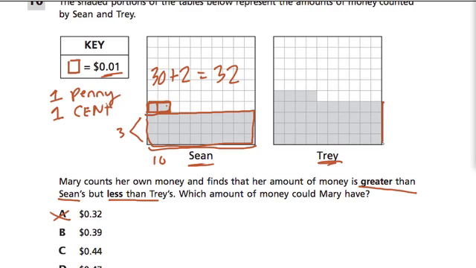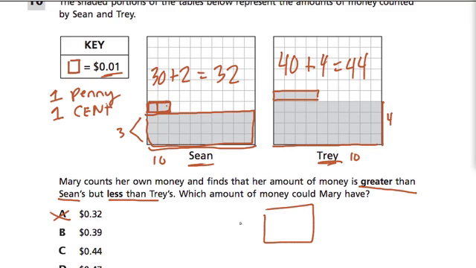Well, we have 4 rows, and again, it's the same shape, so it's 10 wide, 4 by 10. And up here we have a smaller rectangle, which is just 4 cents. So 4 times 10 is 40, plus 4 cents here. Trey has 44 cents. So Mary has to have some mystery number that's bigger than 32, right?